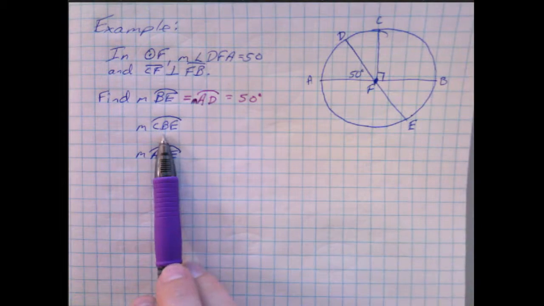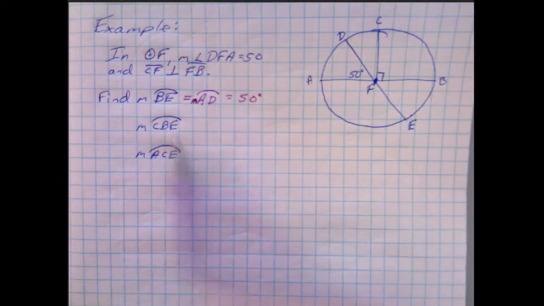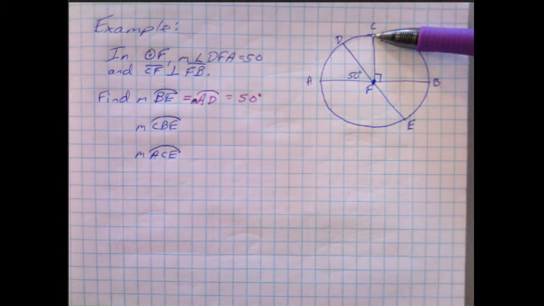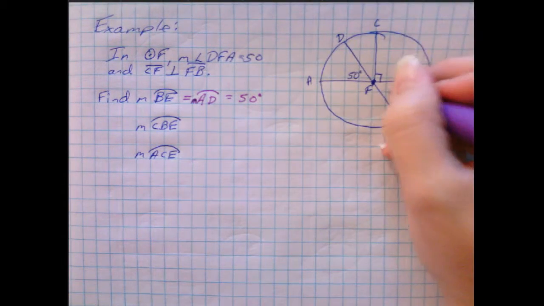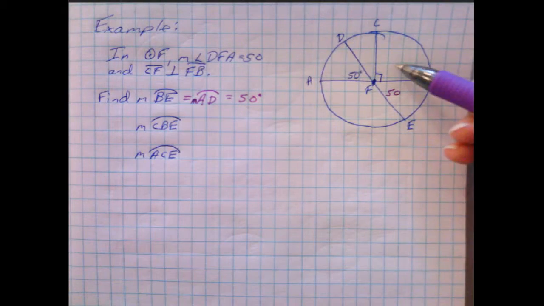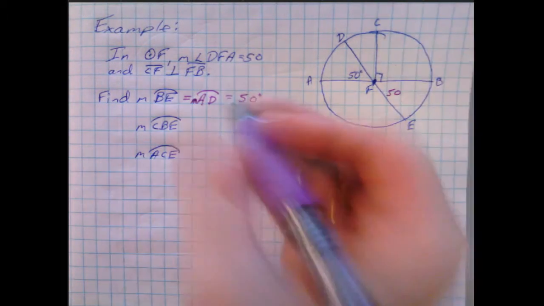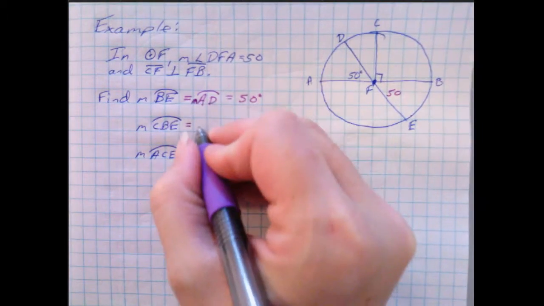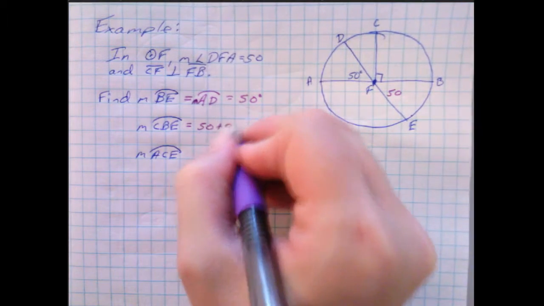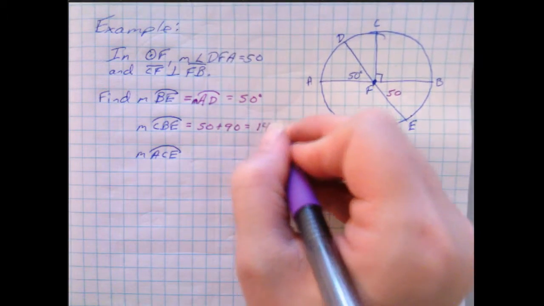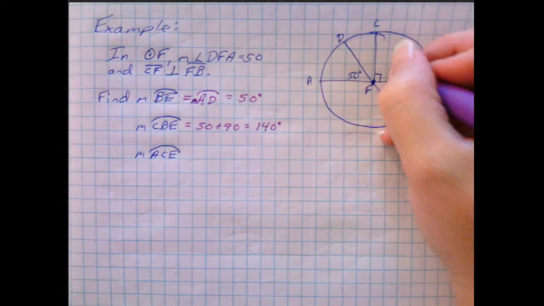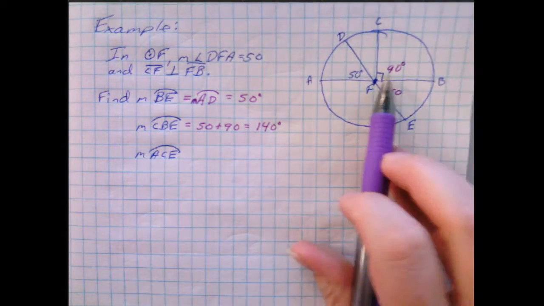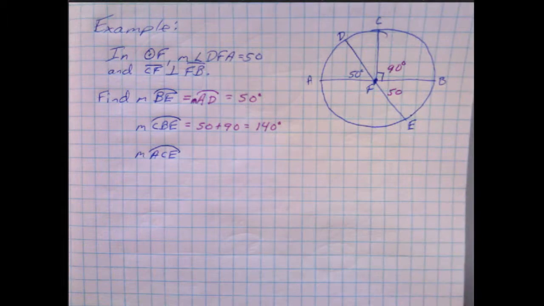Alright, for the next one, we're looking at CBE. So CBE is this bigger one here. We just found this to be 50. We know this one is a right angle, so that's 90, so we're going to do that arc addition. So we have 50 plus 90 gives us 140 degrees. We know this one is 90 because that's a right angle, it's perpendicular.